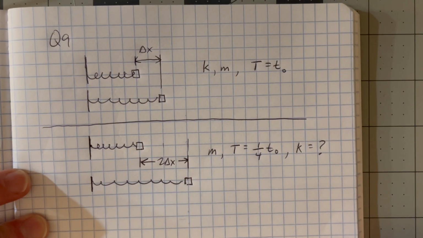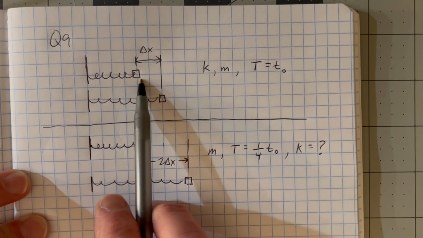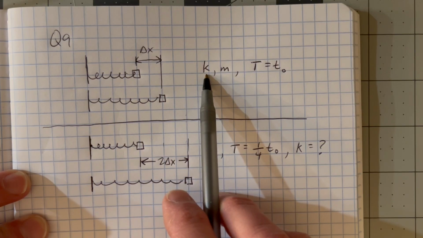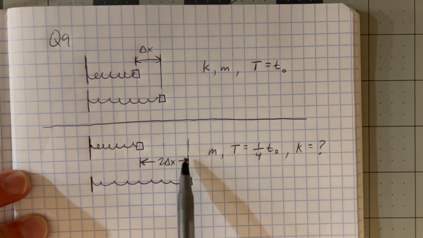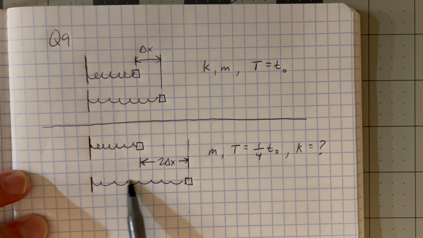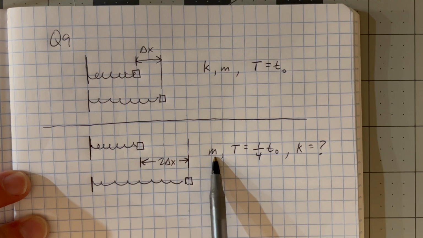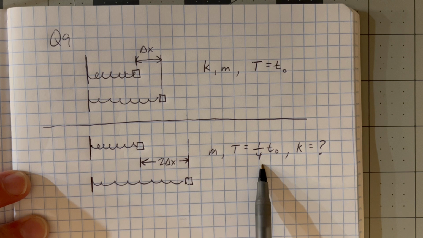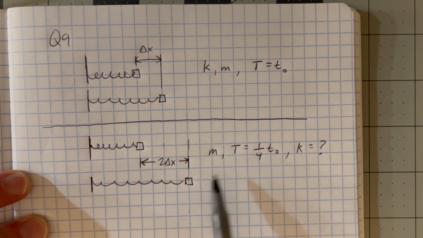All right, for question 9, we've got a situation here where a spring is pulled back a distance delta x, and the K value is stated as K, mass M, and the period T naught. And then they said, okay, now the spring is changed. So this is a different spring, and it's pulled back 2 delta x, so twice as much as before, same mass, and the period has been reduced to T naught over 4, which I rewrote as 1/4 T naught. And they're asking what is the spring constant K for this new spring.